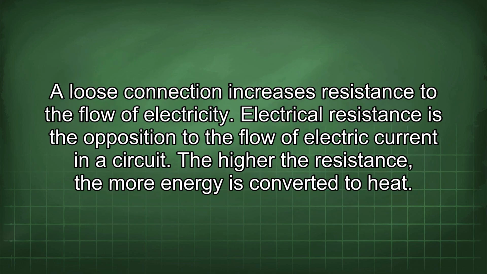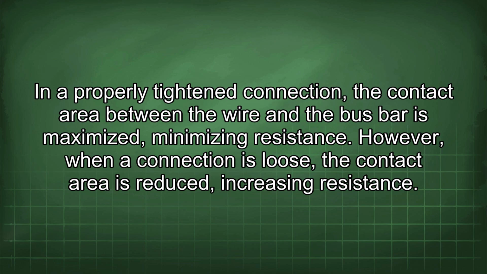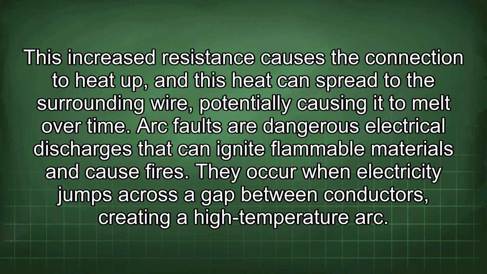A loose connection increases resistance to the flow of electricity. Electrical resistance is the opposition to the flow of electric current in a circuit. The higher the resistance, the more energy is converted to heat. In a properly tightened connection, the contact area between the wire and the bus bar is maximized, minimizing resistance. However, when a connection is loose, the contact area is reduced, increasing resistance. This increased resistance causes the connection to heat up, and this heat can spread to the surrounding wire, potentially causing it to melt over time.